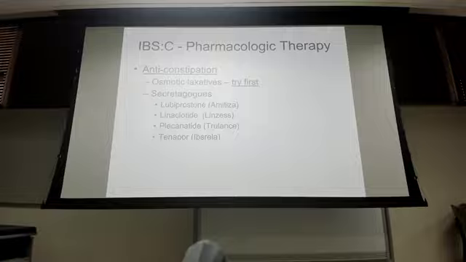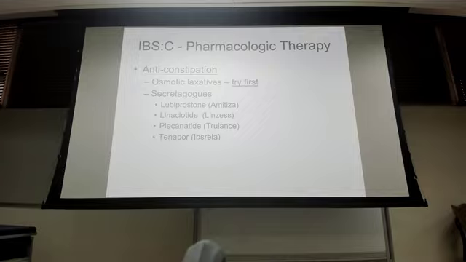That doesn't work, go to the secretagogues. These are going to increase intestinal fluid secretions. They're constipated, we increase intestinal secretions, and so we can help them with their constipation with these stimulants of intestinal fluid secretion, medications like lubiprostone, linaclotide, plecanatide, and tenapanor. It's usually moderate to severe symptoms of IBS-C before we put them on those secretagogues.